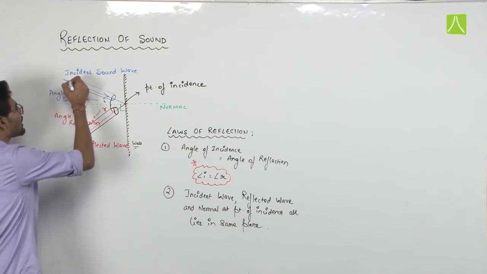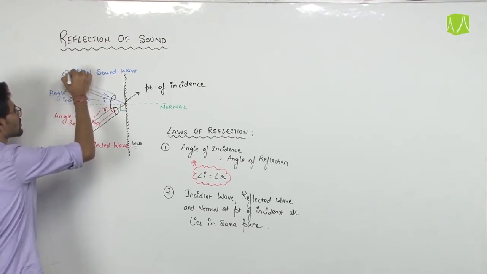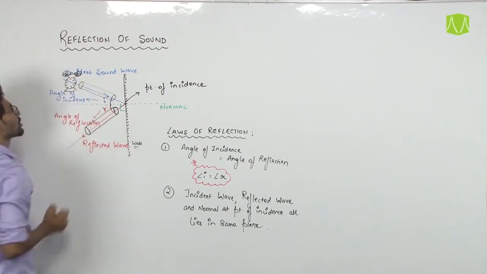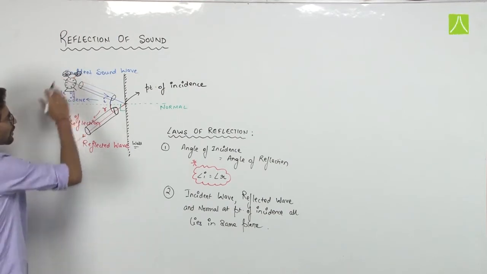I have placed a clock over here. So this is a ringing clock that I have placed over here. Means an alarm clock, or you can say a clock which is going to produce sound. There is a source of sound over here.